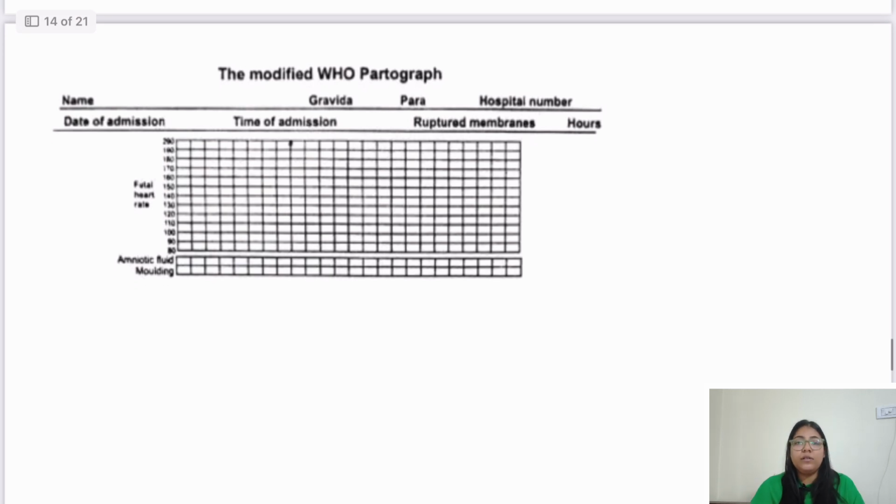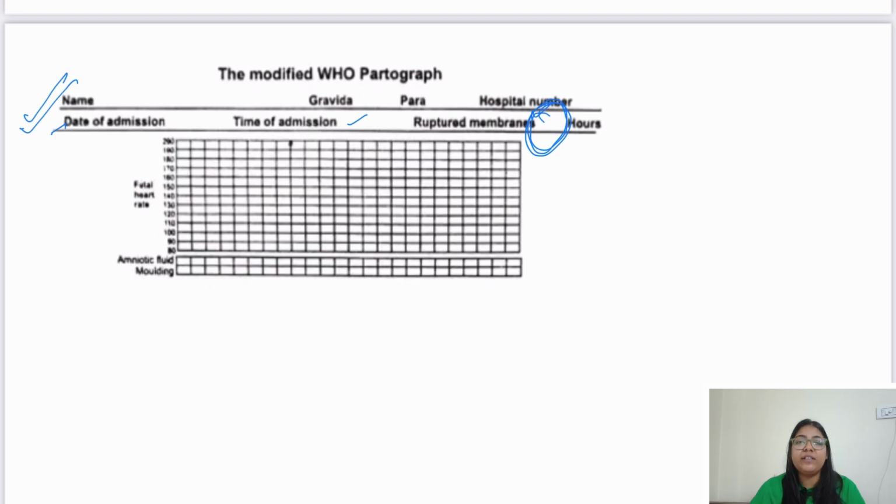So I will talk about partograph in parts. In the first part, you can see there are some patient details: name, gravida, parity, hospital number, date of admission, time of admission, ruptured membrane. If the patient has already come with ruptured membrane, you mention the actual time when the patient had the complaint of leaking, at what time the leak started.